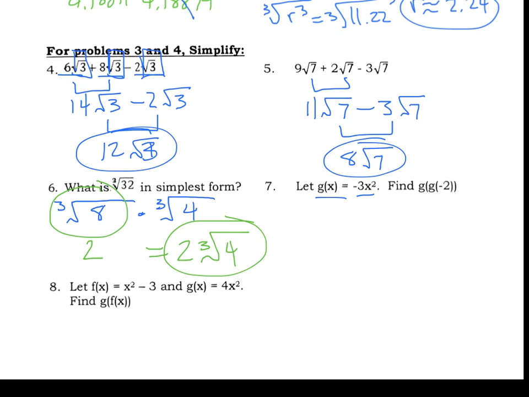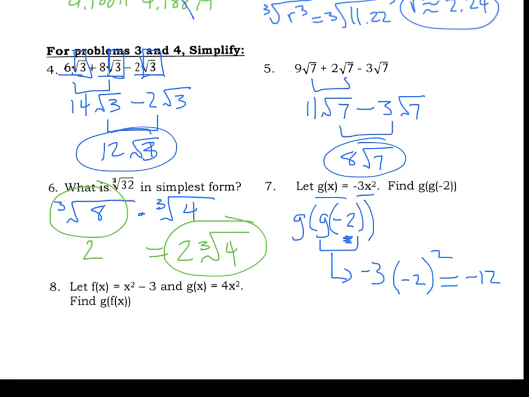Well, to evaluate g of negative 2, I'm going to start on the inside and look just at g of negative 2. Well, the function g says take negative 3 times the input squared. In this case, the input is negative 2. So negative 3 times negative 2 squared, and negative 2 squared is 4. 4 times negative 3 is negative 12. So g of negative 2 ends up being negative 12.